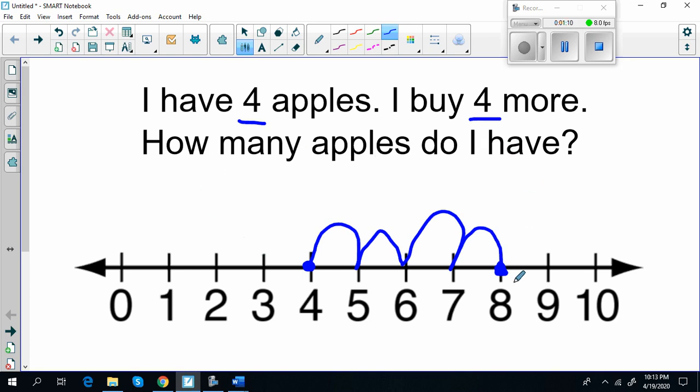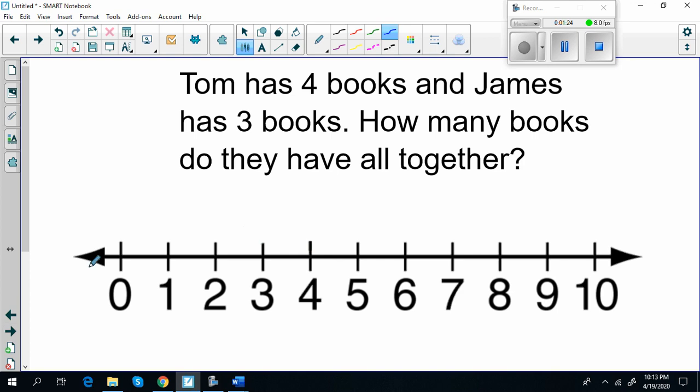How many apples do I have? So I want to know how many all together. So I started with 4 apples and I hopped 4 times and I landed on 8. I have 8 apples. Let's try another one.